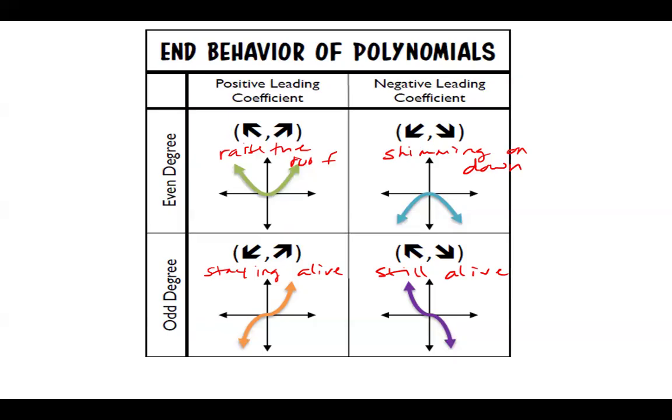If you are an odd positive, you are staying alive. If you are an odd negative, you're still alive. And those are dance moves. We raise the roof, we shimming on down, we stay alive, still alive. And those are the behaviors of your polynomial functions.